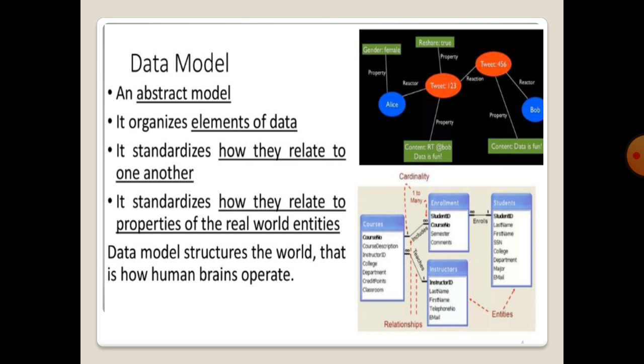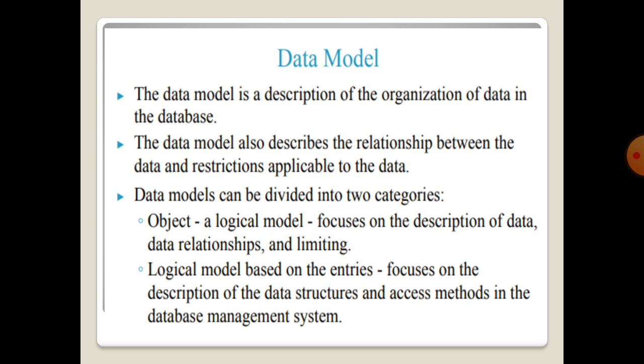Data model, an abstract model, organizes elements of data and standardizes how they relate to one another. It standardizes how they relate to properties of the real-world entities. Data model structures the world, that is how the human brain operates. The data model is a description of the organization of data in the database. The data model also describes the relationships between the data and restrictions applicable to the data.